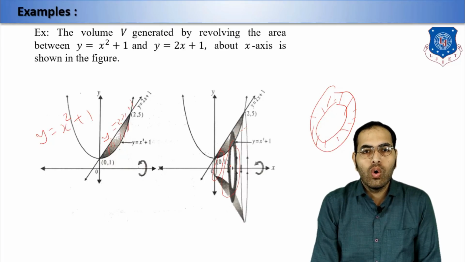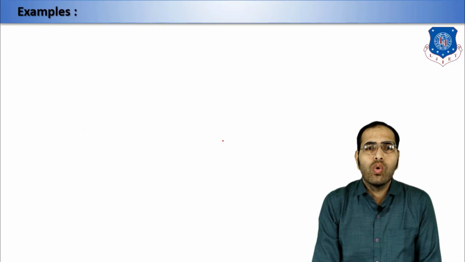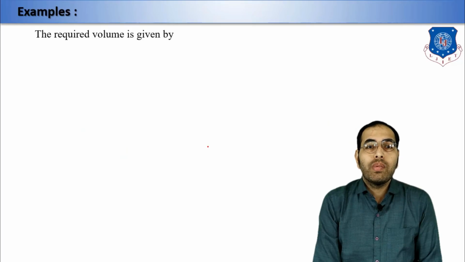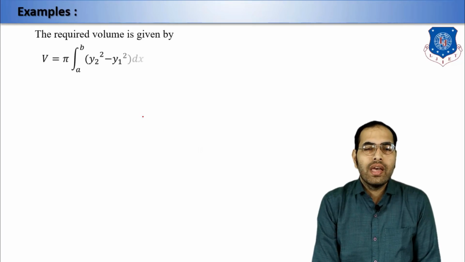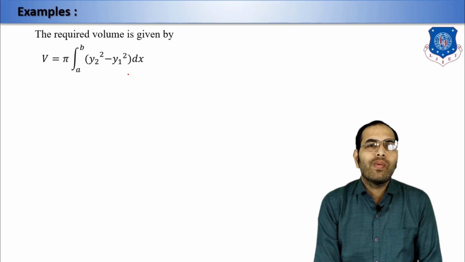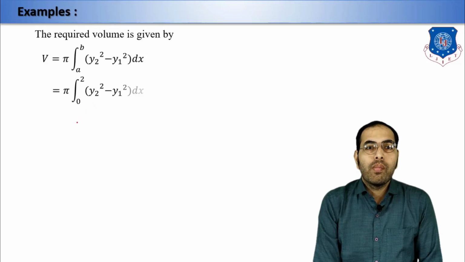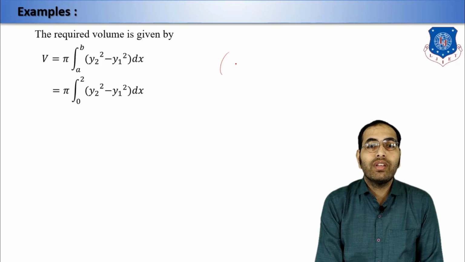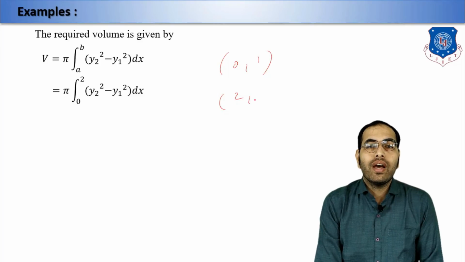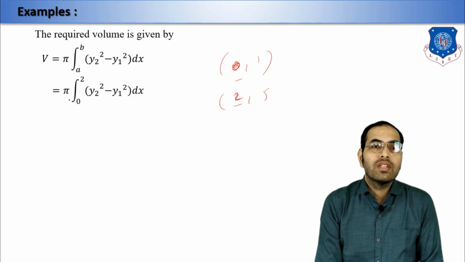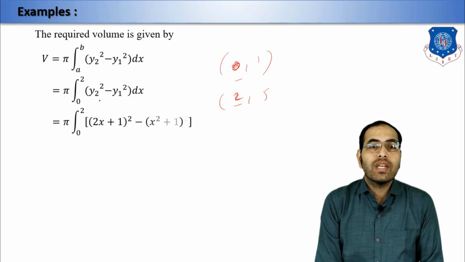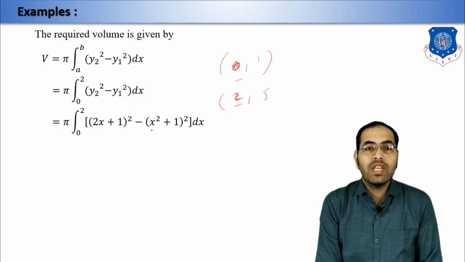The outer circle is y2 and the inner circle is y1, and we have to integrate over the region, meaning the required volume is given by capital V equals pi integral a to b of y2 square minus y1 square dx. Here it is pi integral 0 to 2, because our x varies from 0 to 2, because we have the intersection points (0, 1) and (2, 5). Revolving about the x-axis, x varies from 0 to 2, meaning the limits of x are 0 to 2. Here y2 is the equation of the straight line and y1 is the equation of the parabola.